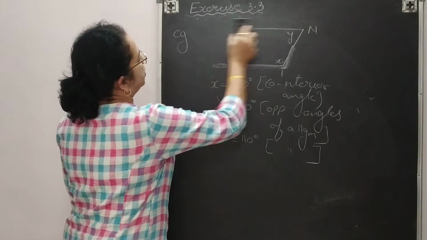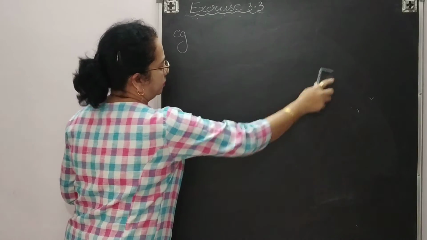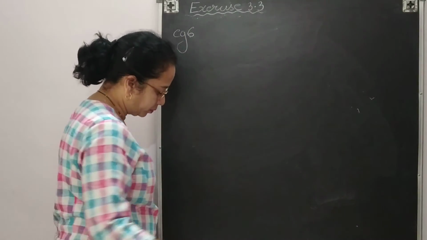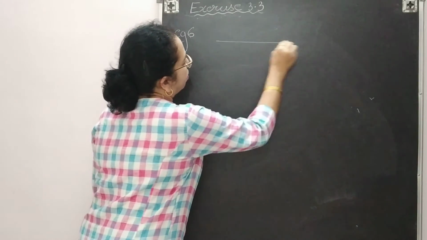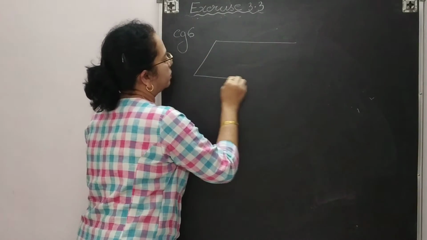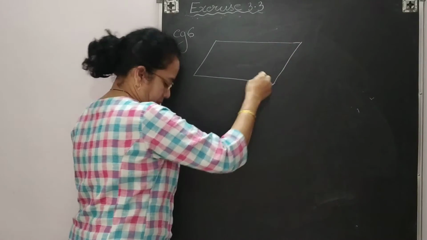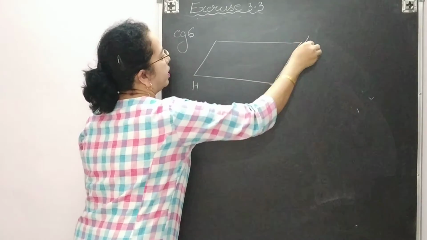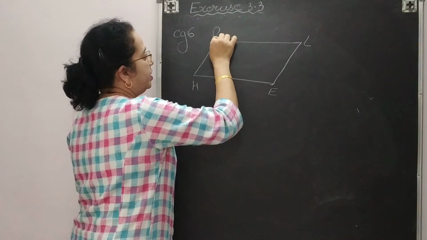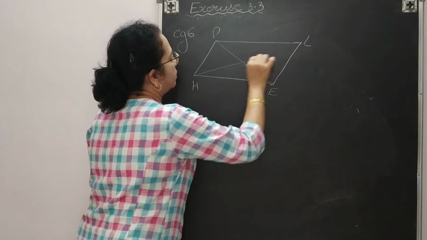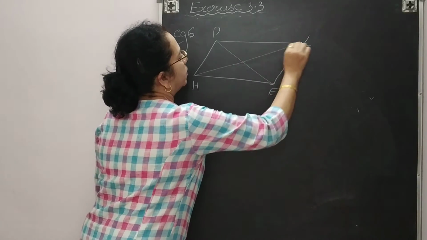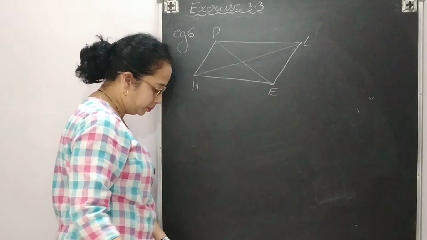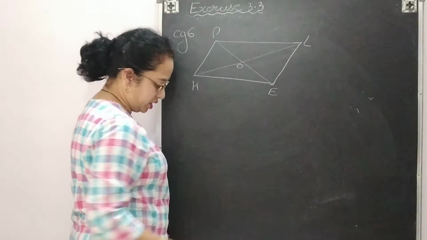The last example, last question I am taking. Example number 6. Again one parallelogram is given, HELP. H-E-L-P, and here diagonals are given. It means we are going to use properties of the diagonals of a parallelogram. The point of intersection is O.